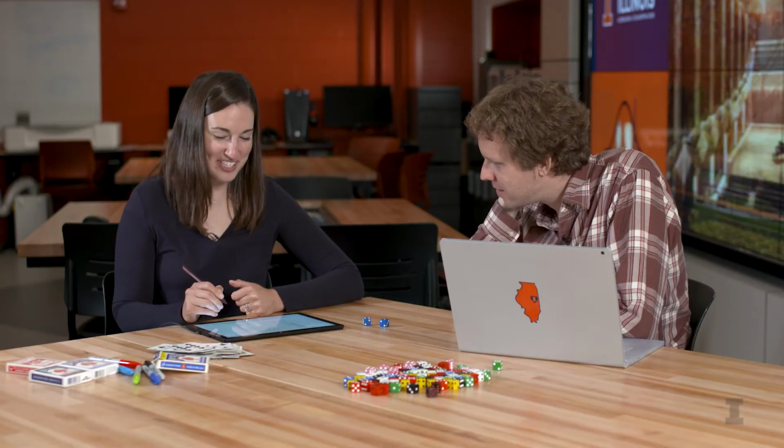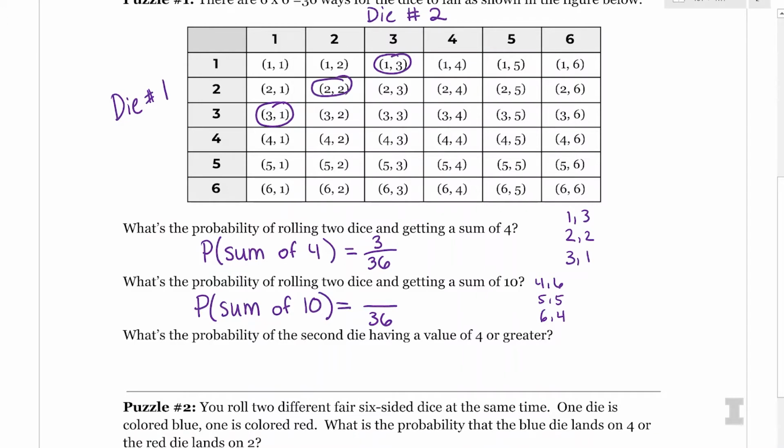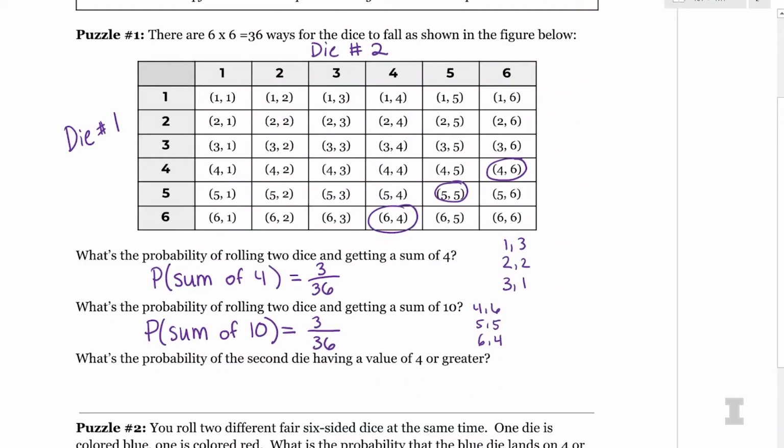I think that is it because there's more ways to get a sum of 10 if we're not dealing with dice. Like we could get a 9 and a 1, but that doesn't work with dice. So that's also 3 out of 36. And if I wanted to look at those on my sample space, here they are. And the very last part of this puzzle says, what's the probability of the second die having a value of 4 or greater?